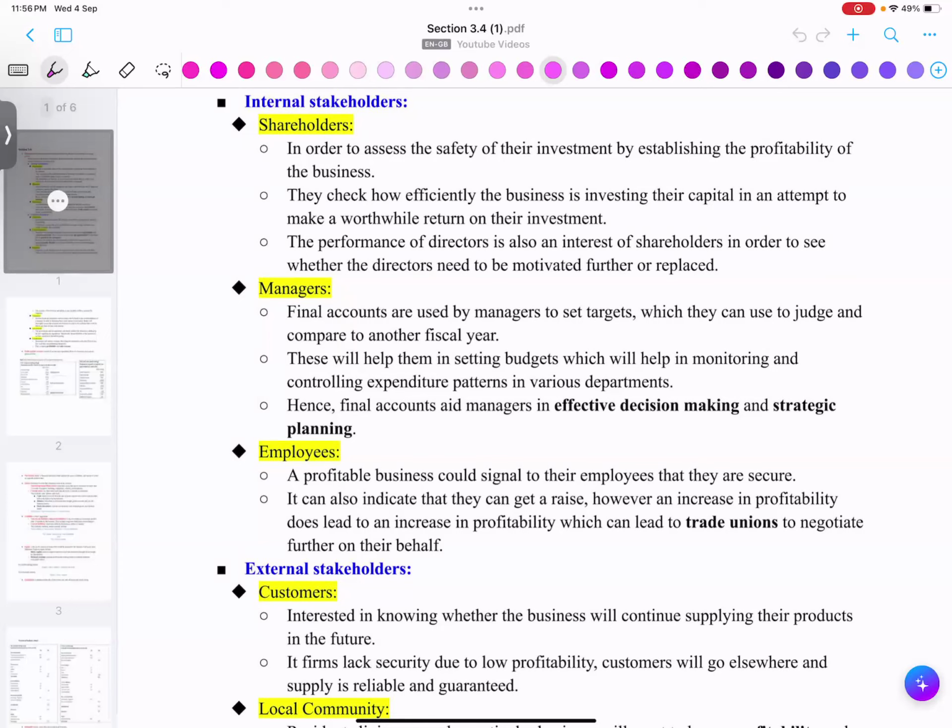Then you have managers. Managers use final accounts to set targets, which they can use to judge and compare to another fiscal year. So they see that last year they did a better job, so they might remove the new changes they made this year. Or they might say, this year we're doing better than last year, so we'll enhance the changes. We'll continue investing in, let's say, a machinery. So it depends. This will help them evaluate their decisions, right?